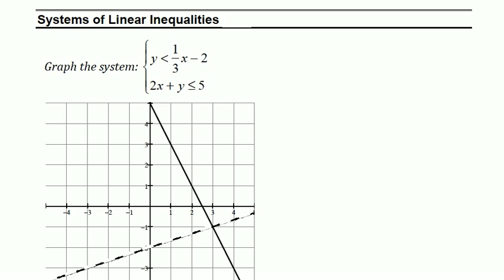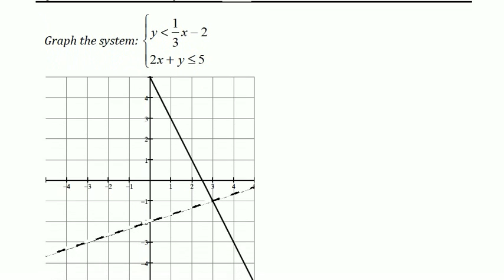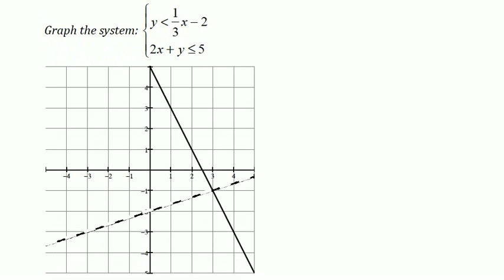Systems of linear inequalities. We're asked to graph the system of inequalities: y is less than 1/3 x minus 2, and 2x plus y is less than or equal to 5. What we're going to do is graph each inequality on the same grid, and then look for a solution region. The solution region is the set of all ordered pairs that satisfies both inequalities.